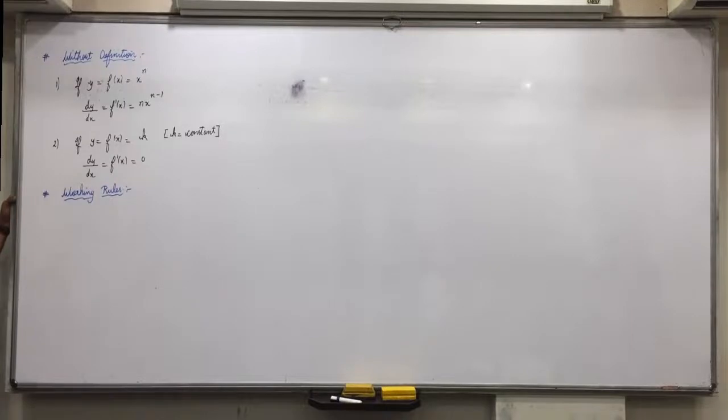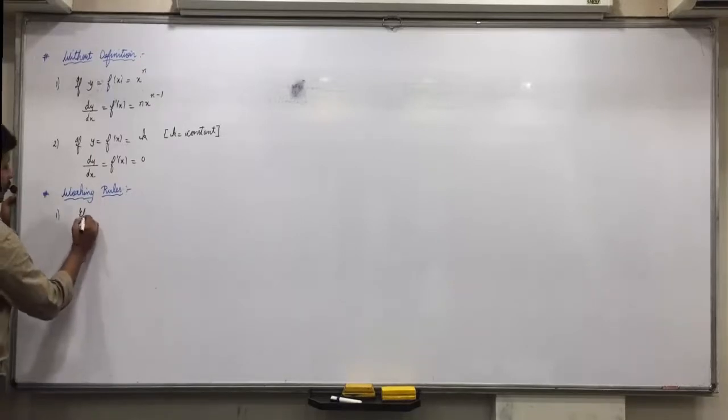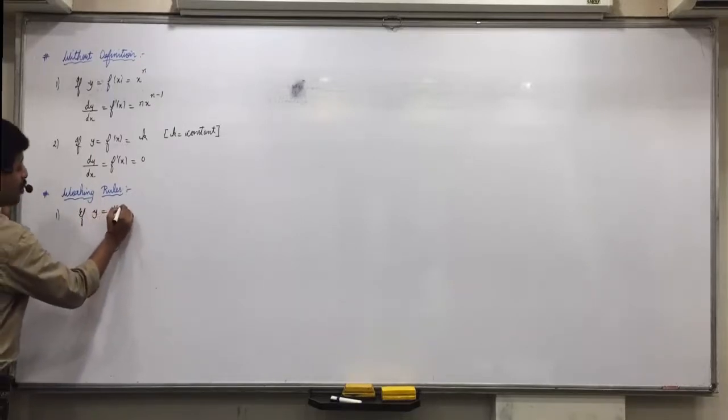Now 4 working rules of differentiation we have to remember. Be attentive, and you'll remember them without any proof. How they are obtained? It is given in your textbook itself that these are the 4 working rules without any proof. So directly you will remember them as formulas. First one is if y equals to u plus v.